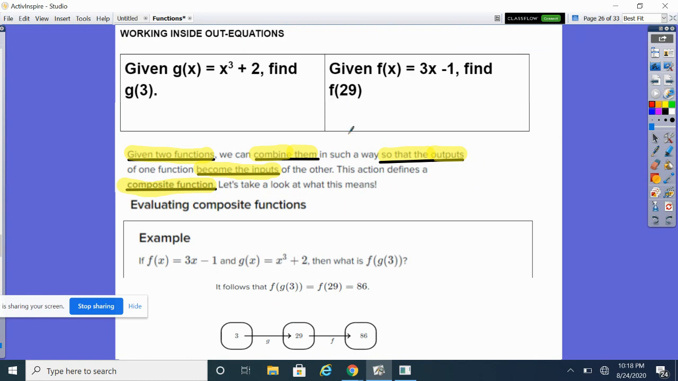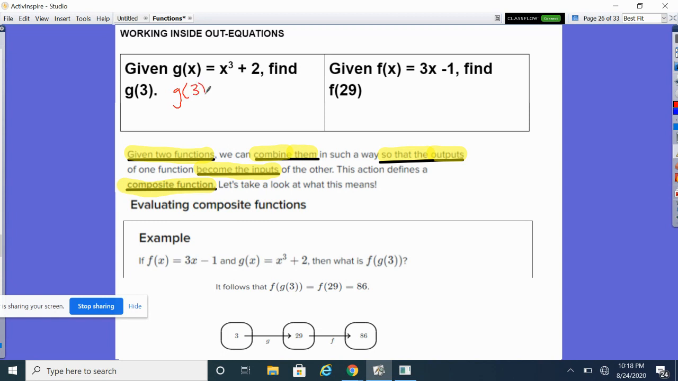All right, so I know this is kind of long. You're probably going to want to write all the highlighted stuff in your notes. Here's the way you want to think about this with equations now. We've got this equation g of x is equal to x cubed plus 2. We want to find g of 3. Remember, that just means anywhere there's an x, we just want to plug in 3.